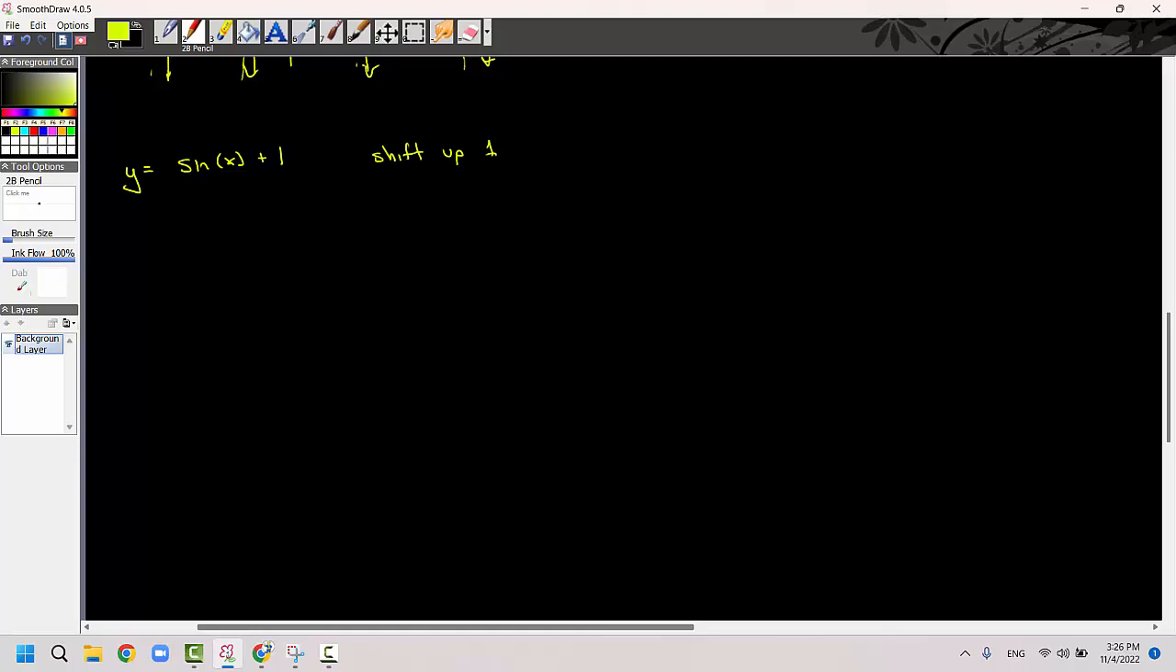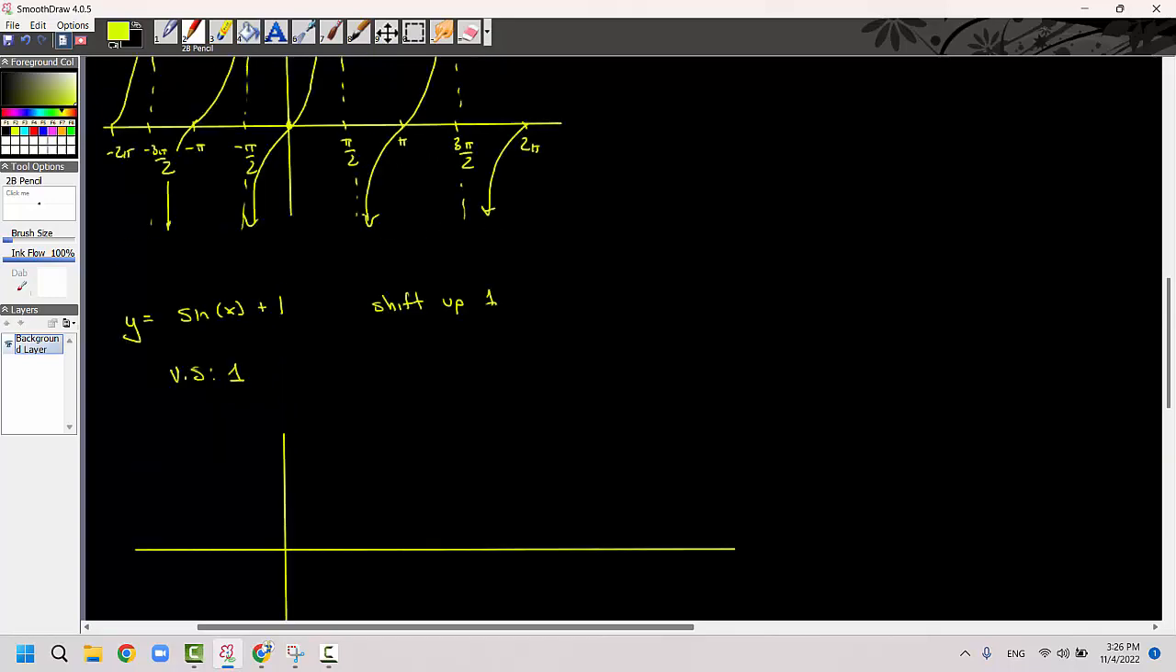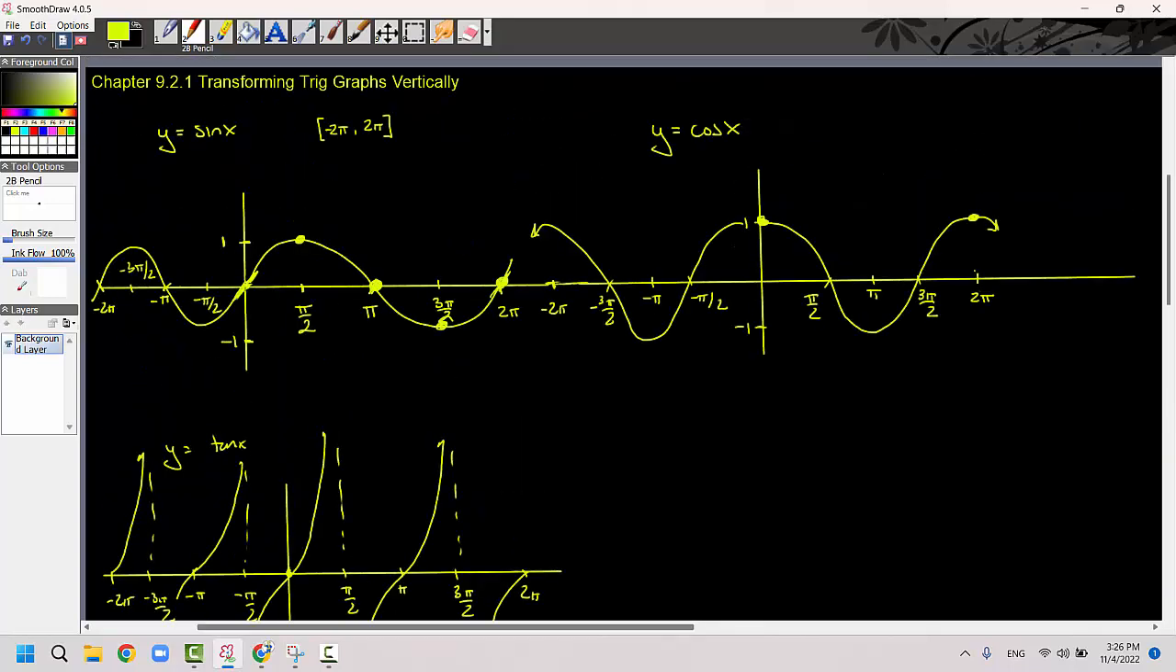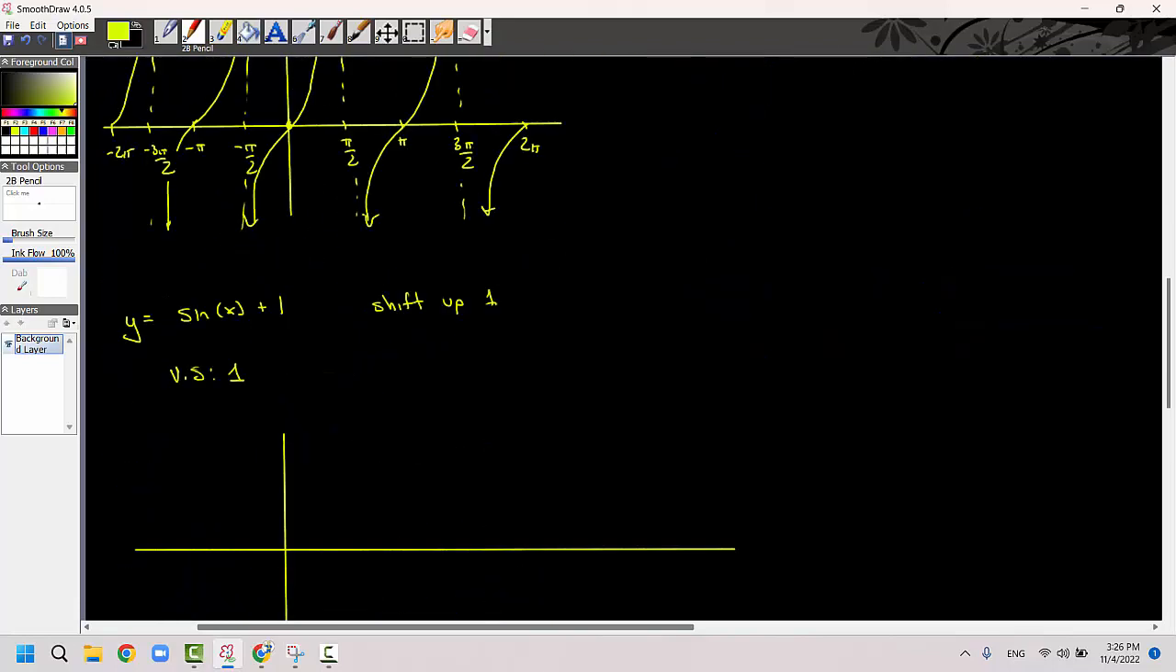So how does this affect the graph? I call this thing a vertical shift. I abbreviate that as VS, and I just call it 1. What you're going to find with how I do this is I like to make lists. So the way I'm going to do this is I'm going to look at sine. Notice how it starts at 0, goes as far up as 1, and as far down as negative 1.